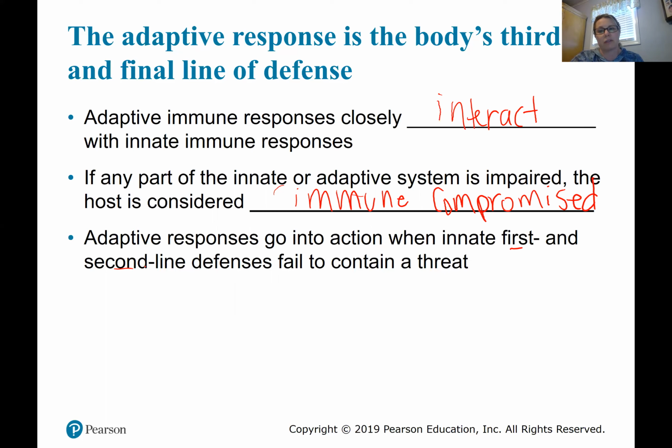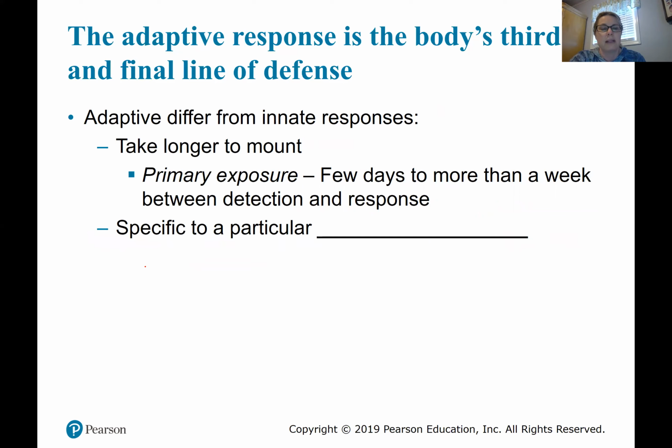Okay, so adaptive immune responses go into effect when innate first and second line defenses fail. Remember we said the first line of defense is kind of like a barrier, like a barbed wire, razor wire fence around the fort. That's the skin, that's the first line of defense. If a pathogen breaches that first line of defense, fever and inflammation will try to help. And if that's not working, if phagocytes are not working, the third line of defense, the adaptive immune system, will also begin working.